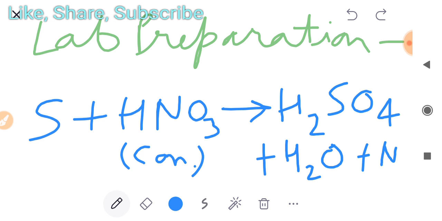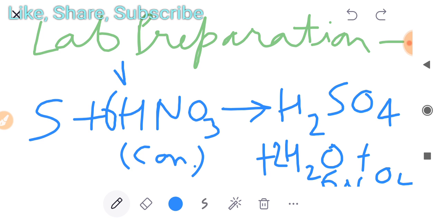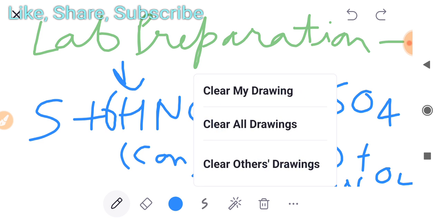Okay, NO2 is formed. So for balancing you have to remember that here there are 6 molecules of nitric acid. Now we can easily balance it: 6 NO2 will be here and 2 H2O. Okay, so this is the balanced equation. So by this you can understand that for lab preparation we have to react sulfur with nitric acid, and it forms sulfuric acid.